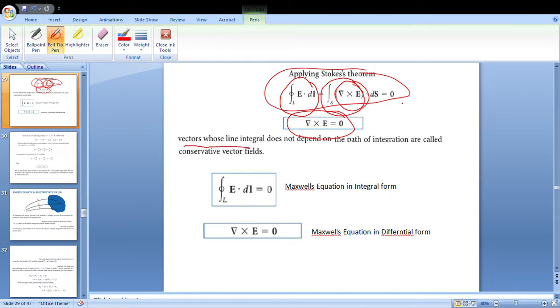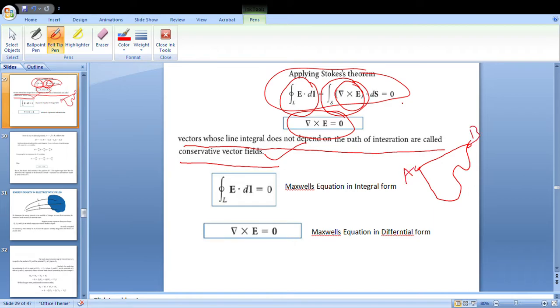Vectors whose line integral does not depend on the path of integration are called conservative vector fields. This is very important. The line integral from one point to the other point can be a straight line or through some other path from point A to point B. So this is one path and this is the other path, right? But here the potential difference will be the same. It is independent of the path taken. These kinds of fields are called conservative vector fields.